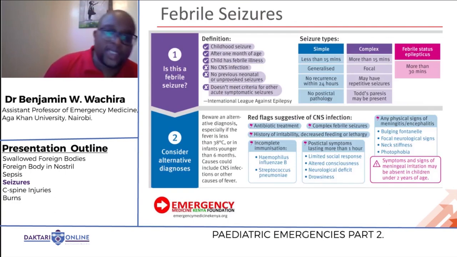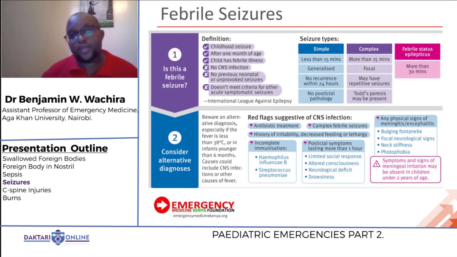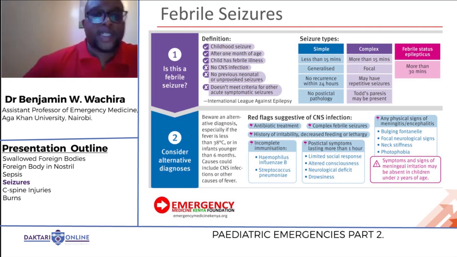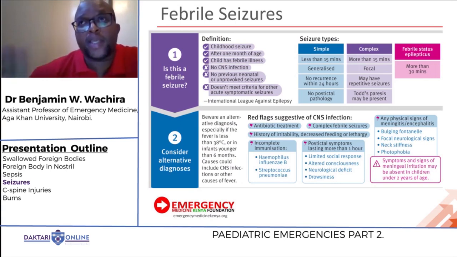Seizures, again, so febrile seizures, quite common, and there are a couple of things you just need to be able to identify. What is a febrile seizure? What is a seizure we're worrying about? So the key thing is it's a childhood seizure after 1 month of age. They say 6 months to 5 years or 6 years, depends, or 5 years actually. Child has a febrile illness. So there are no features of CNS infection, no previous neonatal or unprovoked seizures, doesn't meet criteria for other acute symptomatic seizures. So if it's a simple seizure, we are good. It's a febrile seizure. If it's not, that needs to be investigated.